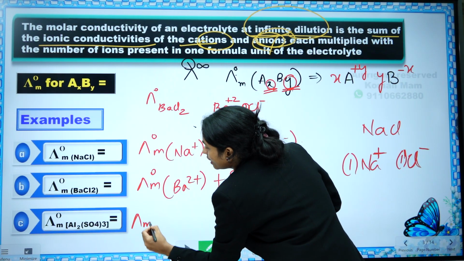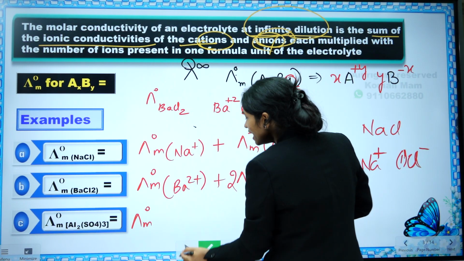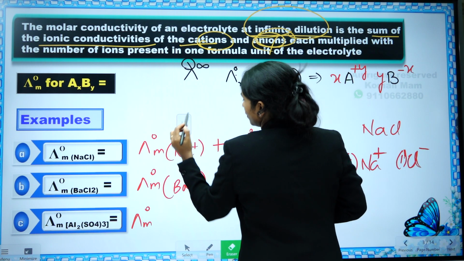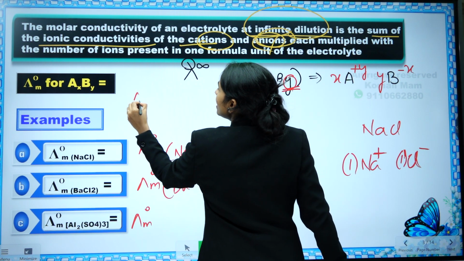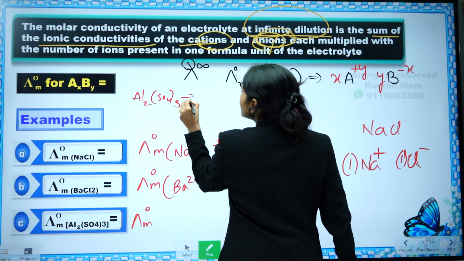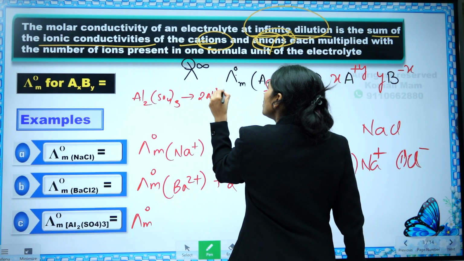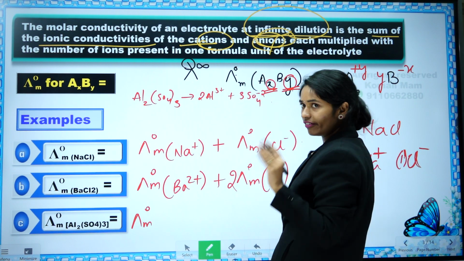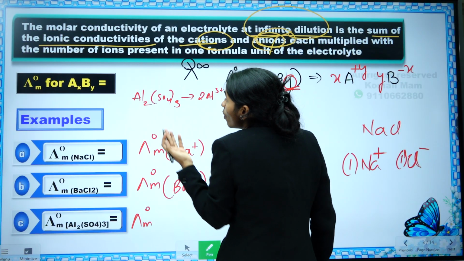Limiting molar conductivity of Al2(SO4)3. See how to break Al2(SO4)3. If you know it breaks into 2Al3+ plus 3SO4 2-, this knowledge if you have, it's well. Ma'am, if I don't know, how should I split?